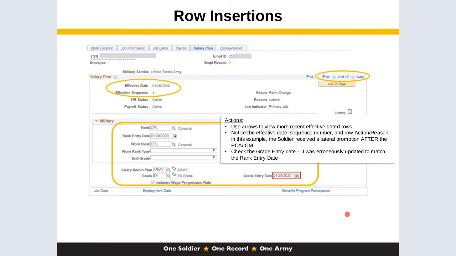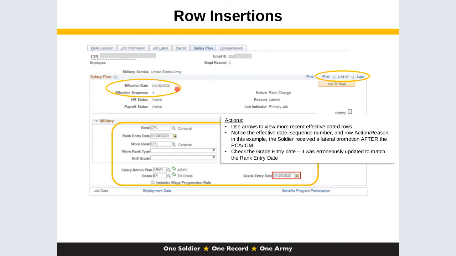Now I'm going to row 2. The first thing I noticed is that row 2 has the same effective date as row 3, and the sequence number is 1. That tells me that this transaction was processed after the intra-command move. That is important because, as you see here, this second transaction is a lateral appointment to corporal. So the rank entry date is correct. It matches the effective date of the lateral promotion.